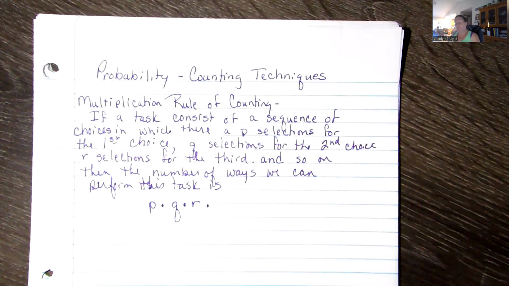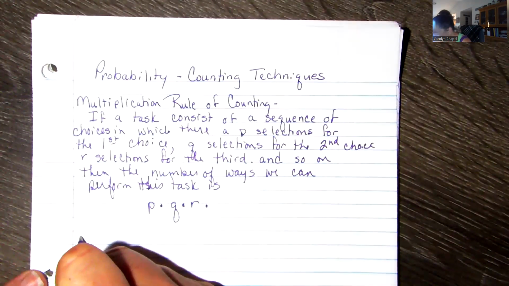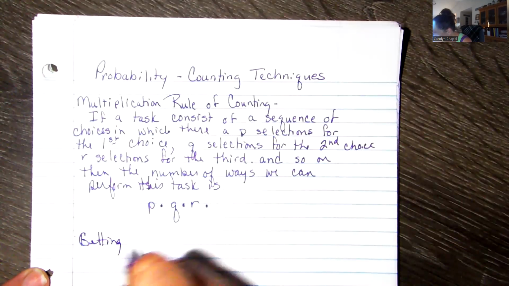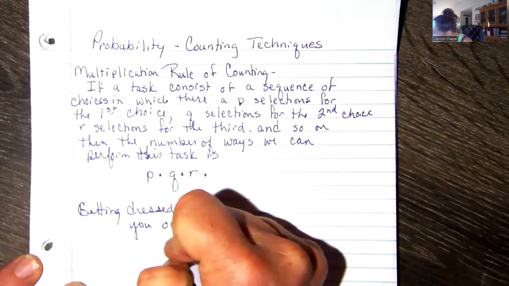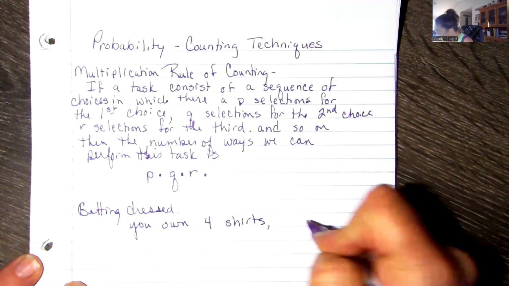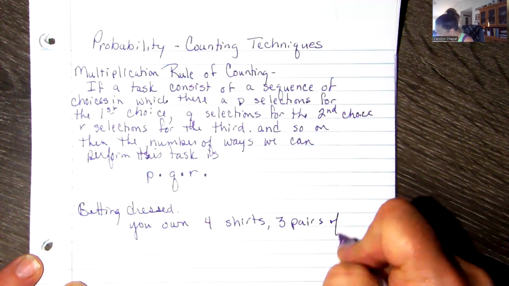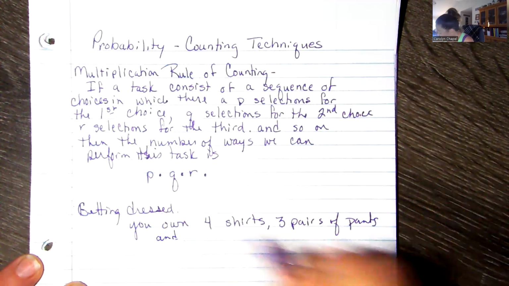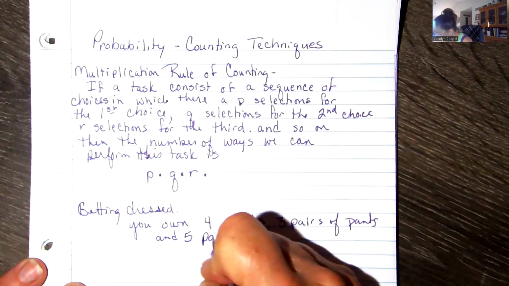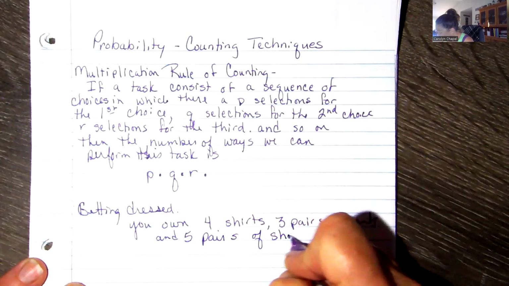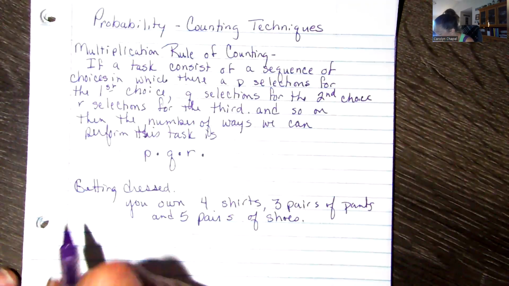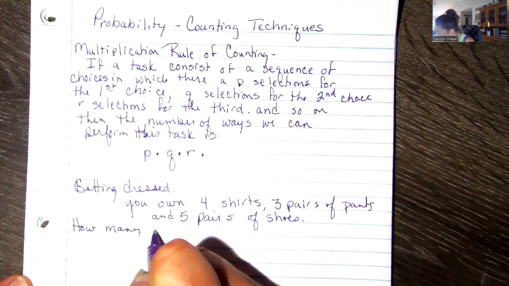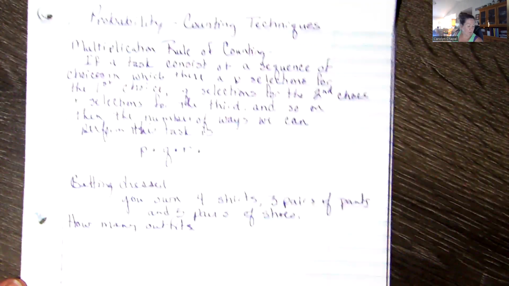To kind of see this multiplication rule happening, we can think of a tree. Let's take a task where we're going to get dressed. Let's say you own 4 shirts and 3 pairs of pants and 5 pairs of shoes. We're going to create an outfit, so we're going to get 1 shirt, 1 pair of pants, and a pair of shoes. And we want to know how many outfits we'd have in the general sense of the word.